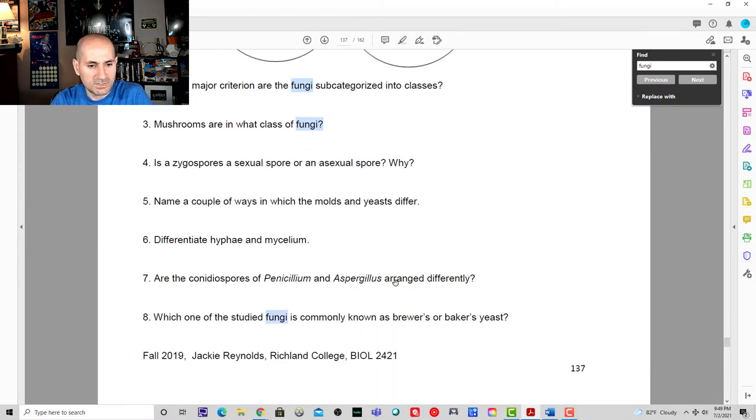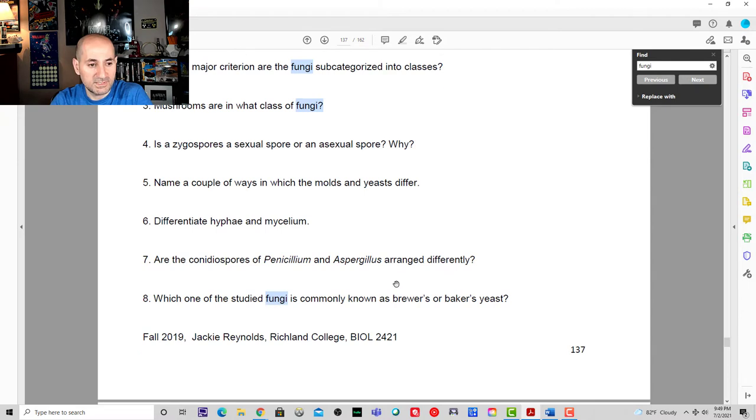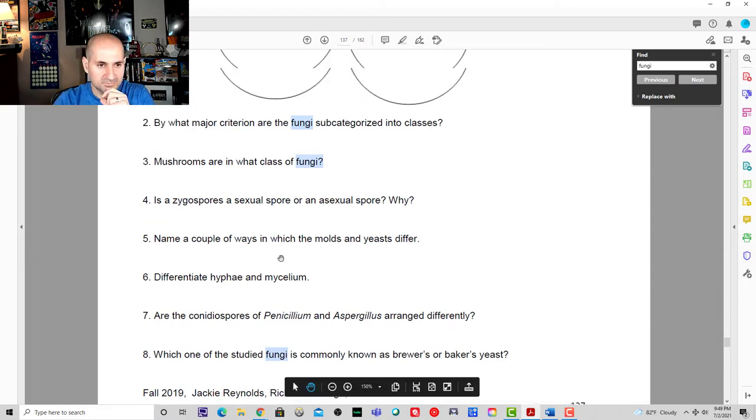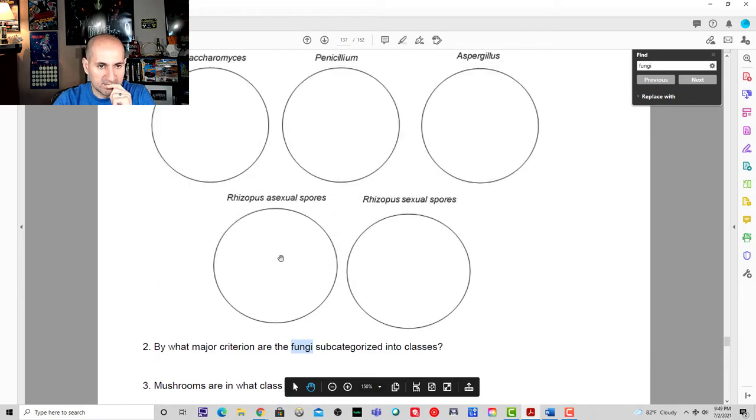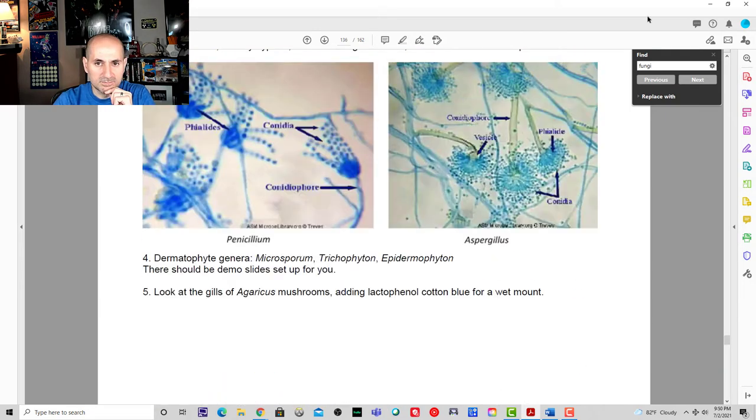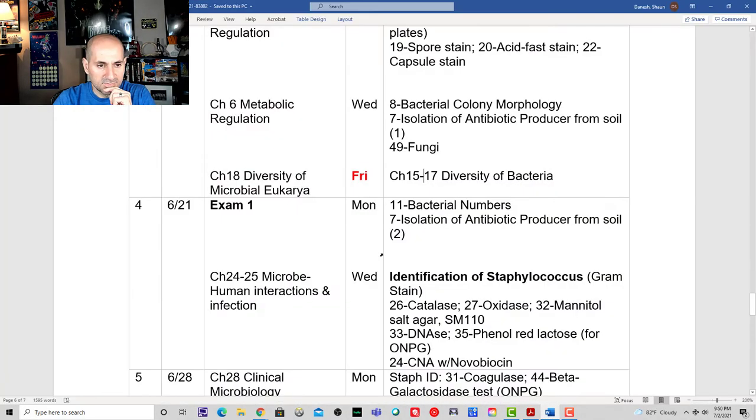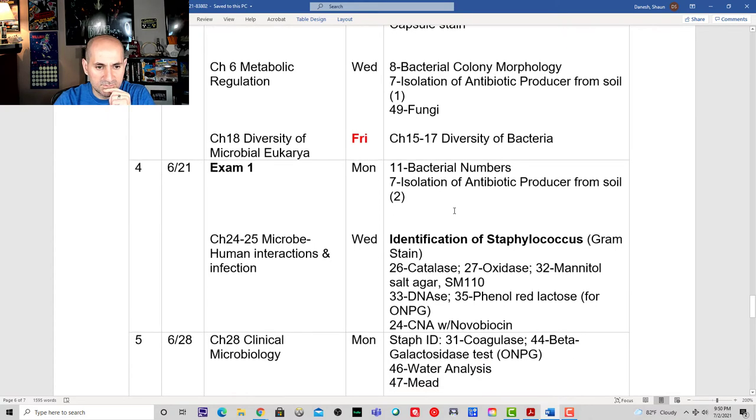And you may also want to know, can you list at least one difference between mold and yeast? Remember, yeast grow with a semicircular cell shape, whereas mold grow with a hyphal or filamentous cell shape. Okay, those are the important things I'd like you to know for the practical. All right, let's go back to our course schedule here and see what else we need to cover.